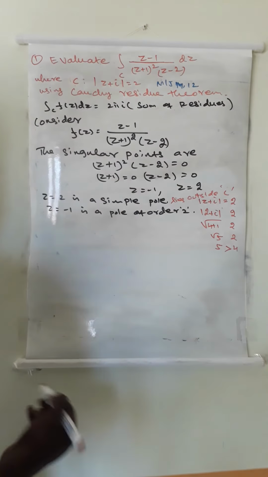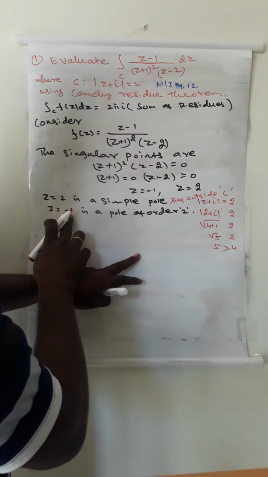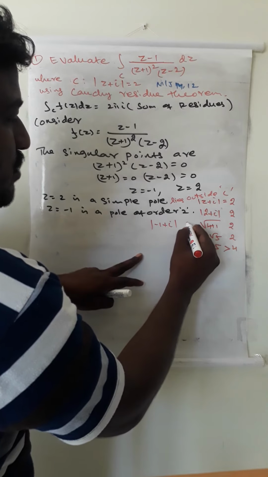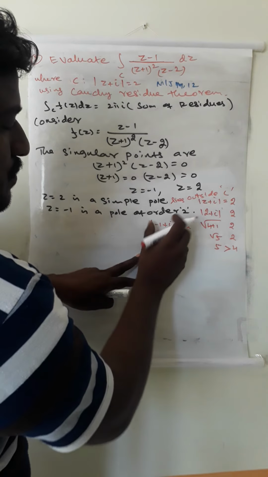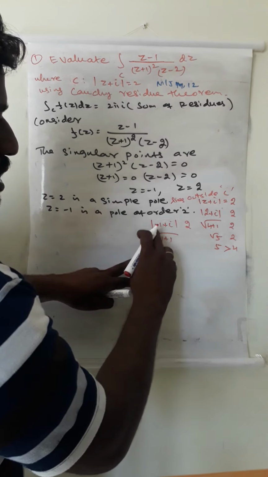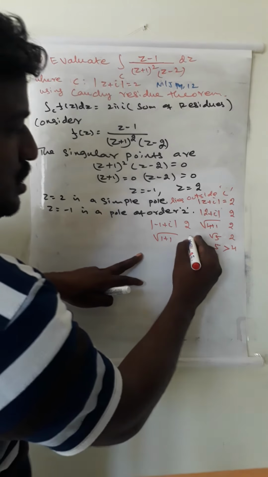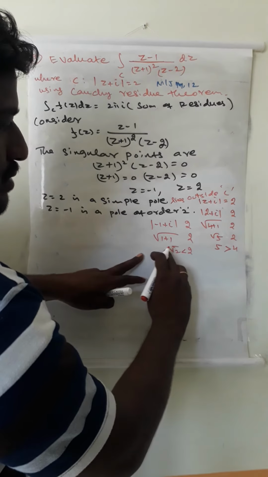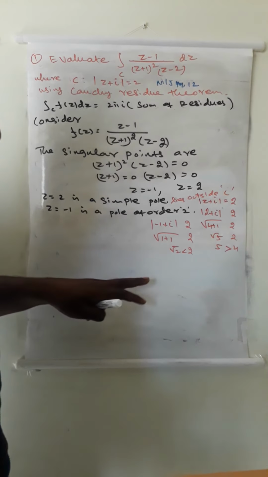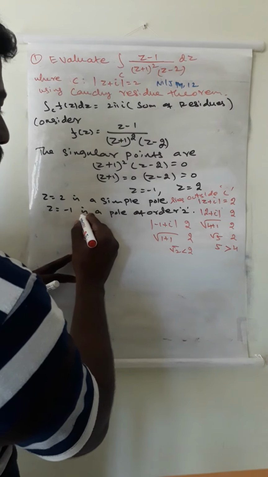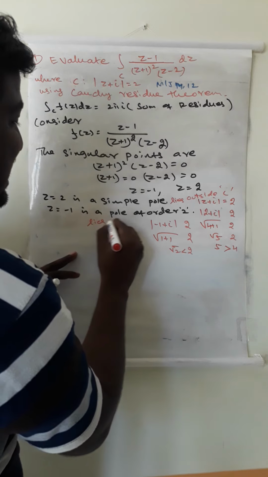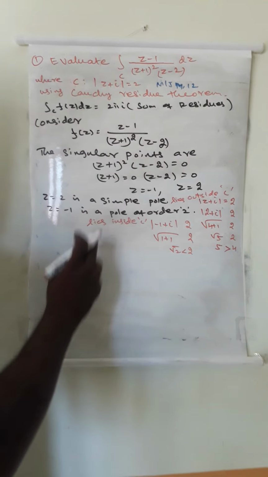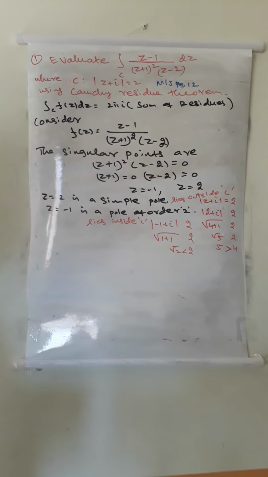Similarly, I can check one more thing. Substitute z equal to minus 1: minus 1 plus i, which I have to compare with 2. Find the modulus: minus 1 whole square becomes 1, plus 1 square becomes 1, so root 2, which is clearly less than 2, or squaring on both sides, 2 is less than 4. So z equal to minus 1 is a pole of order 2 lying inside C. For outside C the residue is 0. For inside C, I have to apply the residue formula.